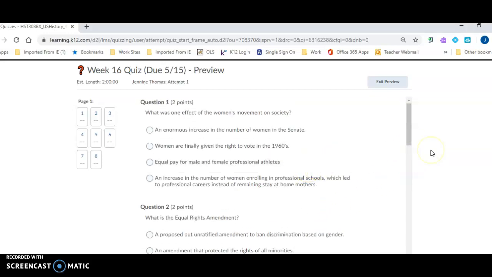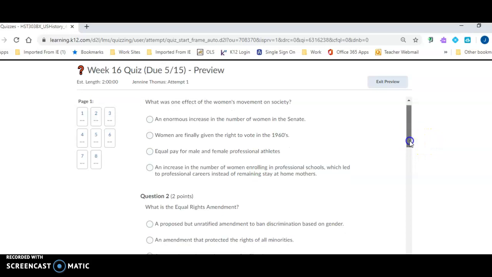Question 1. What was one effect of the women's movement on society? An enormous increase in the number of women in the Senate. Women are finally given the right to vote in the 1960s. Equal pay for male and female professional athletes. An increase in the number of women enrolling in professional schools, which led to professional careers instead of remaining stay-at-home mothers.